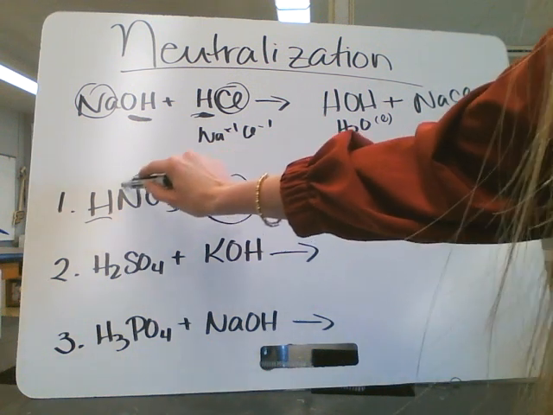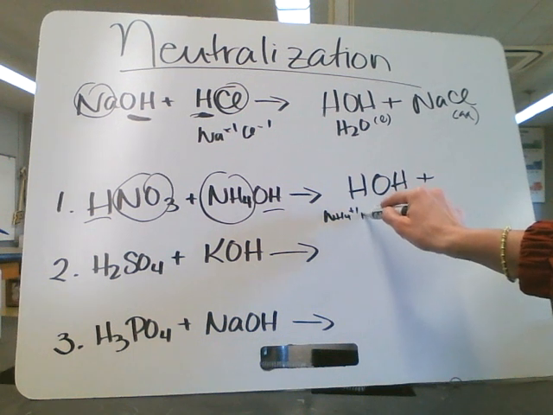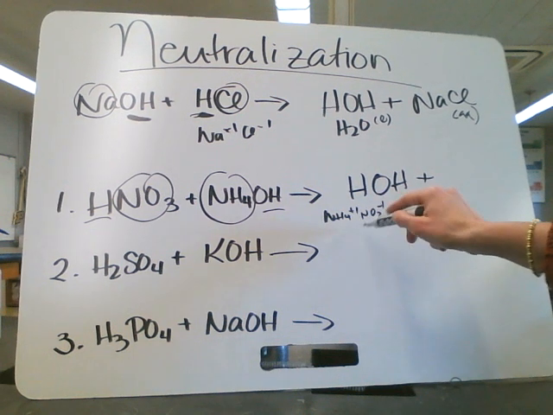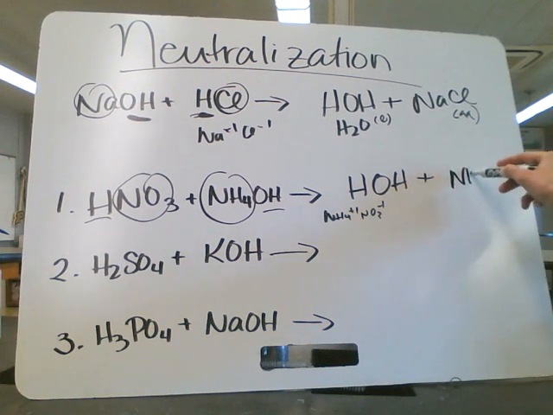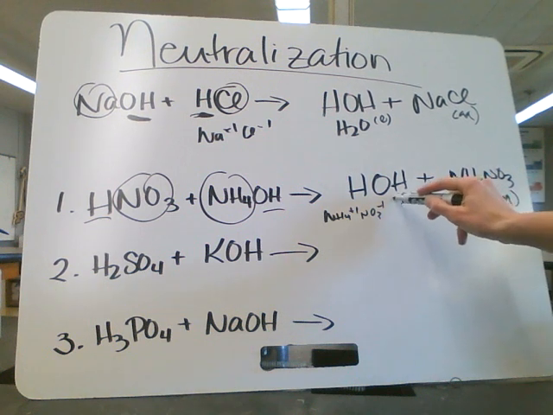So then we have ammonium and nitrate. Ammonium is a +1. Nitrate is a -1. So again, when we write our formulas, those cancel. So we have NH4NO3. And again, that's going to be aqueous because it's dissolved, and water is a liquid.